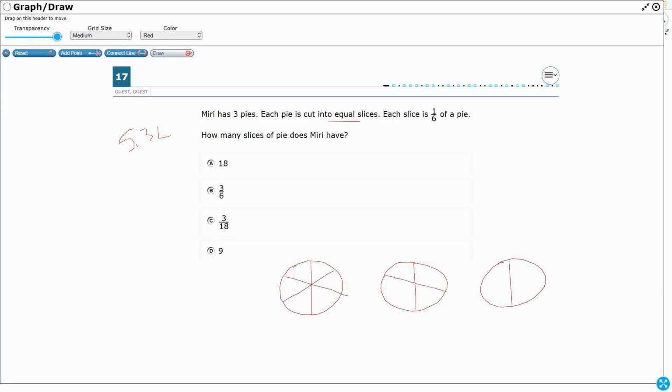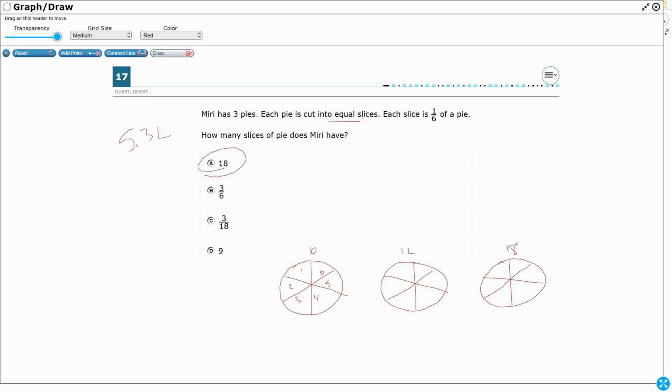All right, so there we go. I've got my 6ths. How many slices does Mary have? Well, I can just count like this if I need to. I've got 6, 12, 18, right?